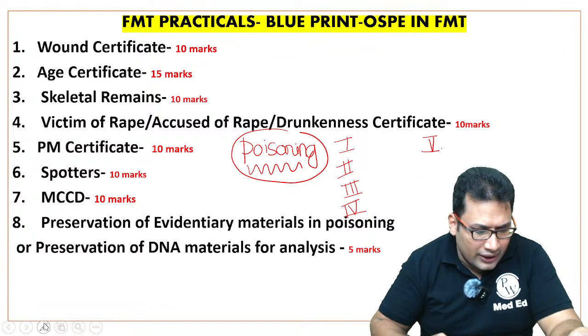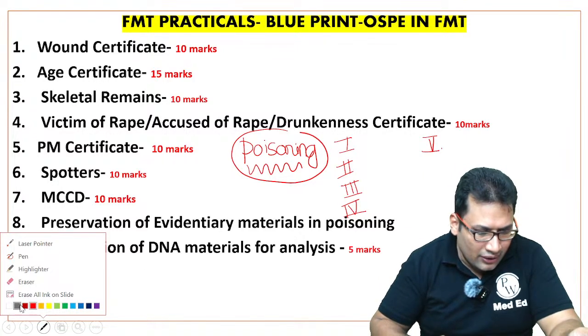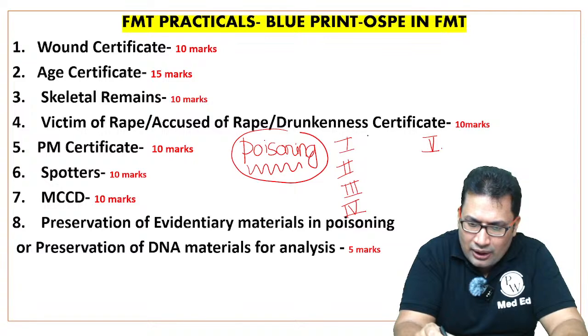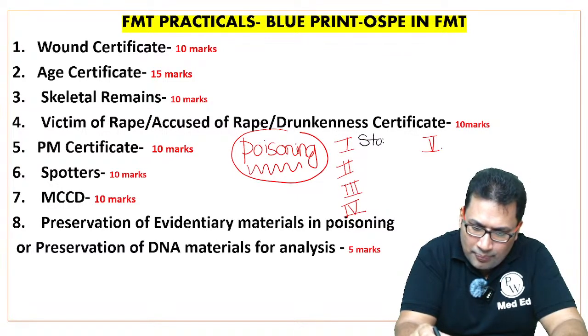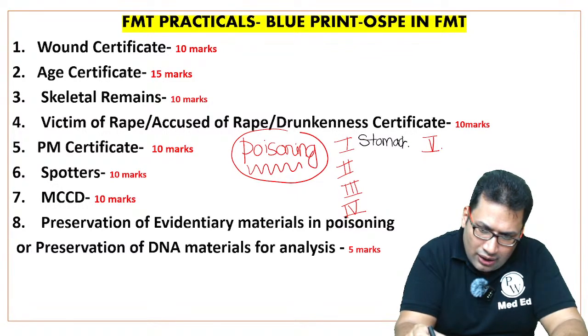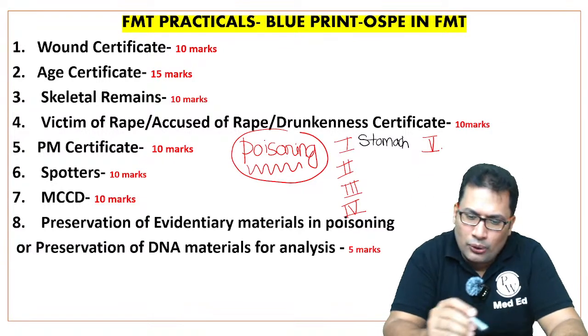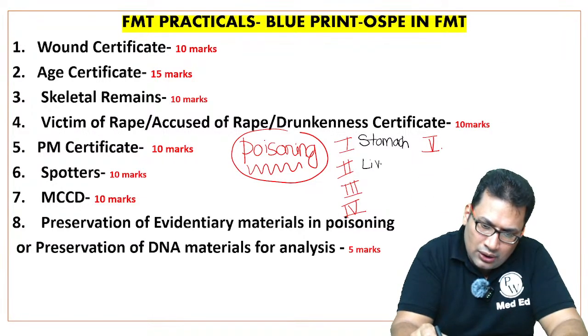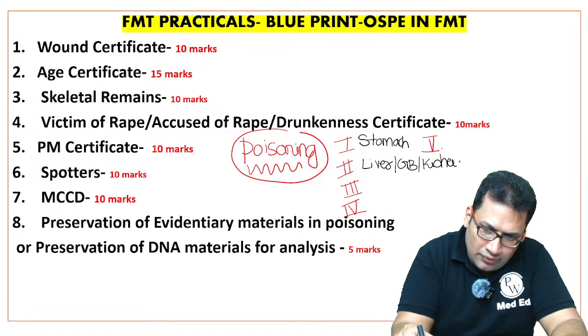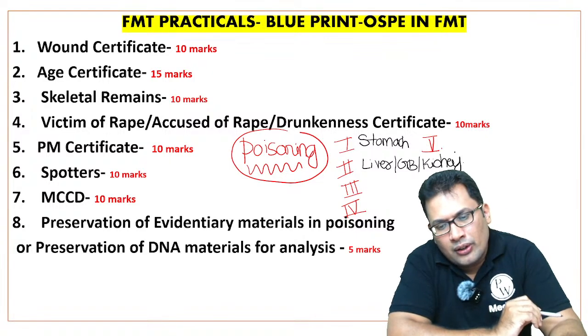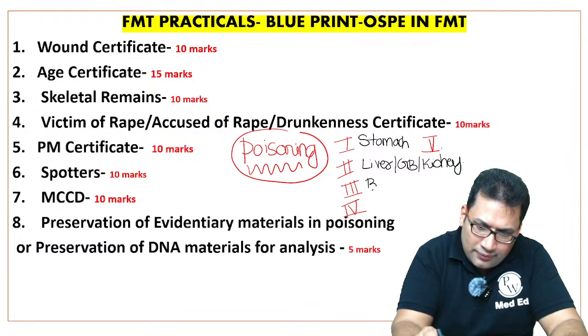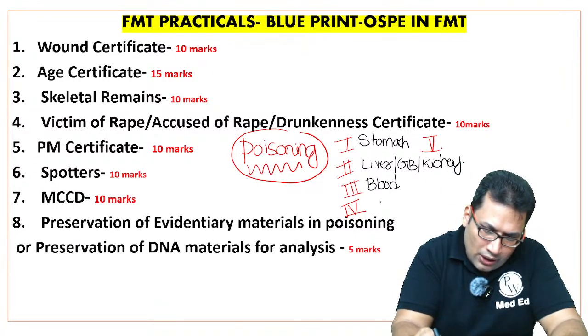Bottle 1 is stomach, okay. So, what is bottle 1? Basically stomach and duodenum, duodenum and its contents. Bottle number 2, liver along with the gallbladder, and along with that the kidney is preserved. Bottle number 3 is blood. Bottle number 4 is urine.